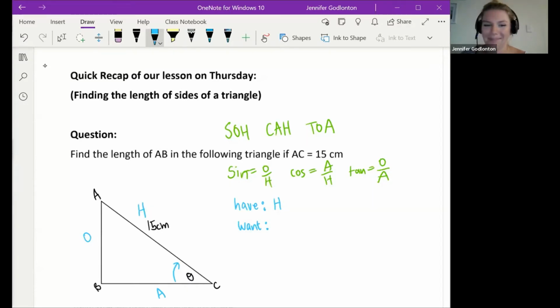Ma'am, sorry, I don't really know the answer. How do you know where to put the O and where to put the A? So we look at the lines. If this is where my angle is, then adjacent means next to, so our line that is next to that angle needs to be A, and the line that is opposite that angle needs to be O.